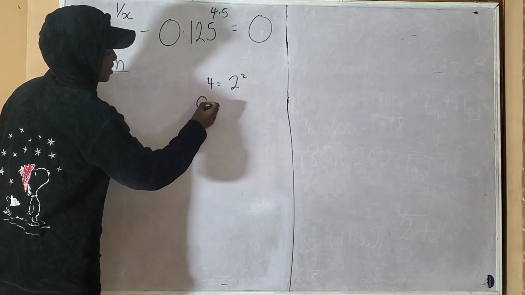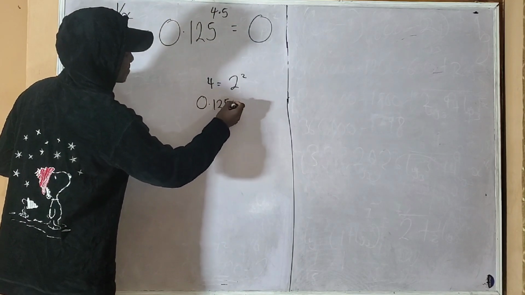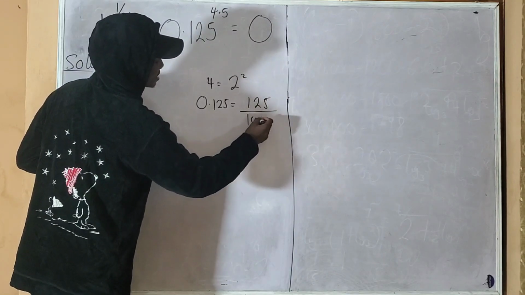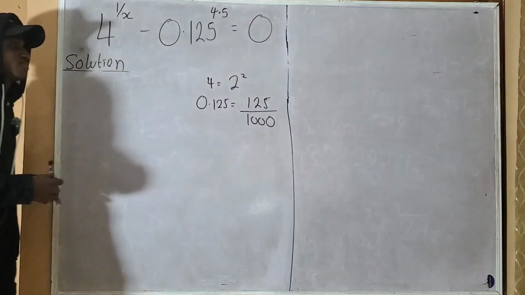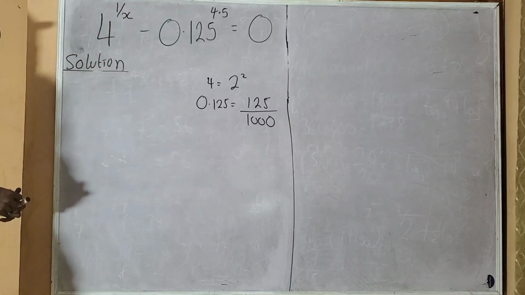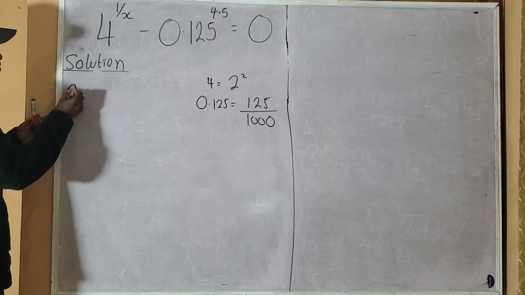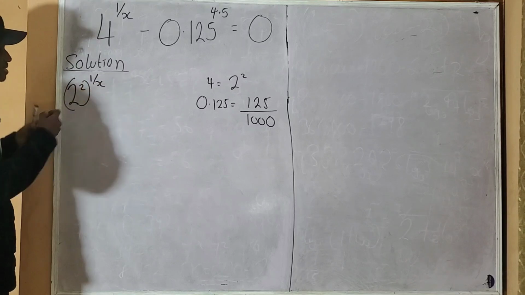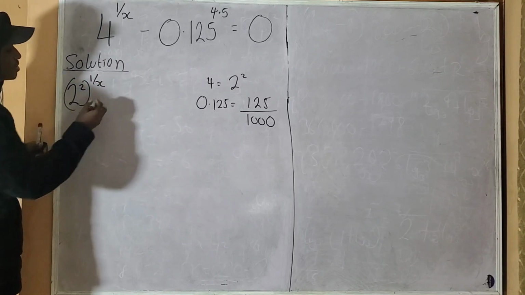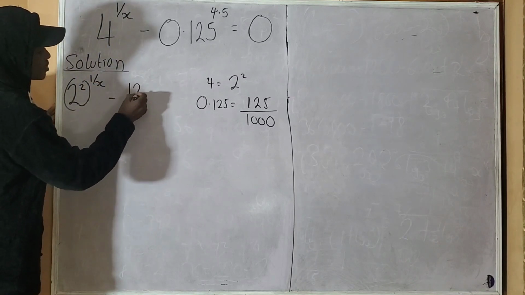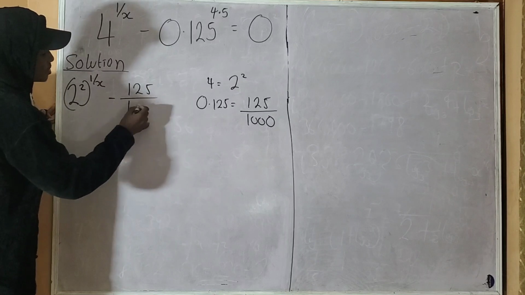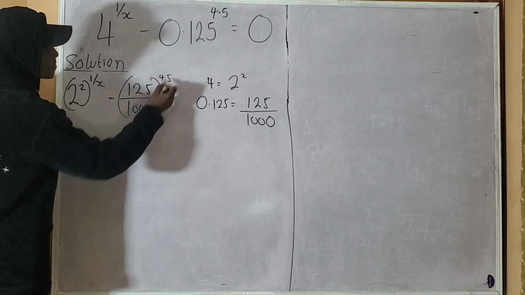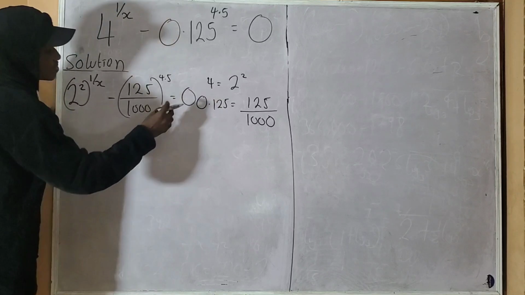And 0.125 can be written as 125 divided by 1000. Don't ask me why. So I'm going to have 2 raised to the power of 2, raised to the power of 1 over x, minus 125 divided by 1000 raised to the power of 4.5 equals 0.